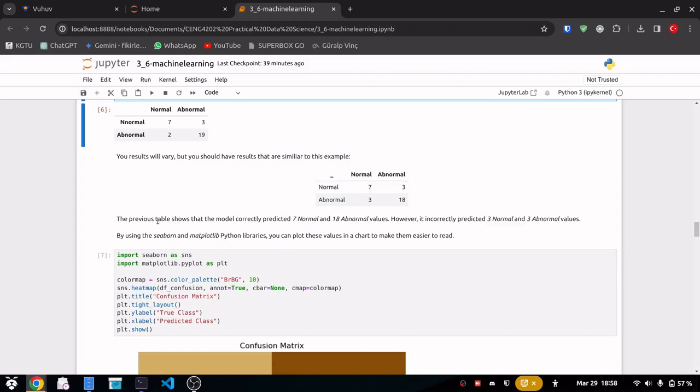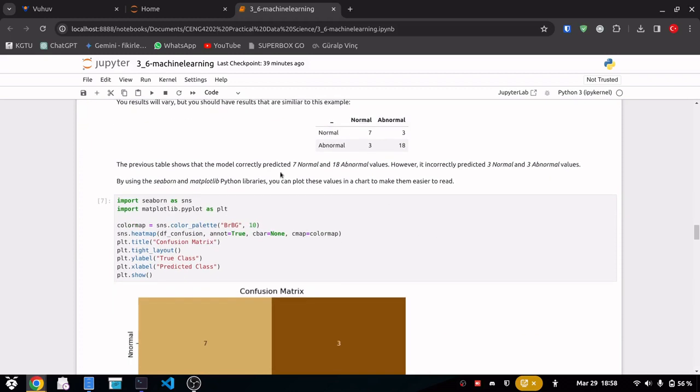The previous table shows that the model correctly predicted 7 normal and 19 abnormal values. However, it incorrectly predicted 3 normal and 3 abnormal values.